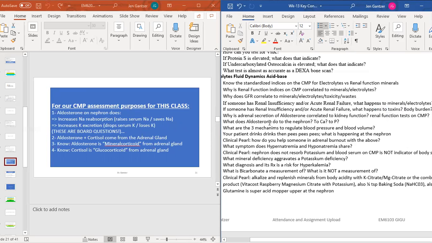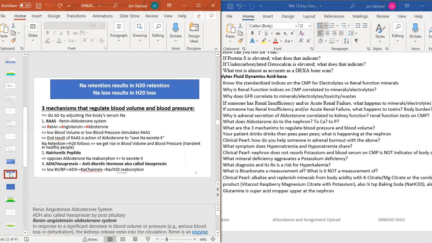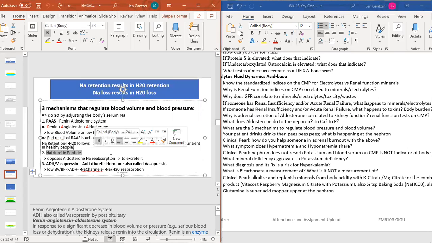So what does aldosterone do to the nephron? We said that it saves sodium and it excretes potassium at a higher rate. Aldosterone does not act on calcium or phosphorus. What are the three mechanisms to regulate blood pressure? Okay, so we mentioned that we have the RAS. The next one is going to be your natriuretic peptide. That's going to be the antagonist to aldosterone. And then we have ADH.